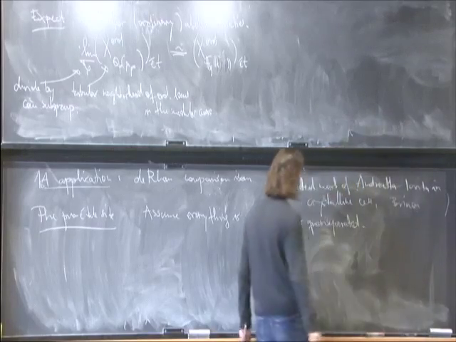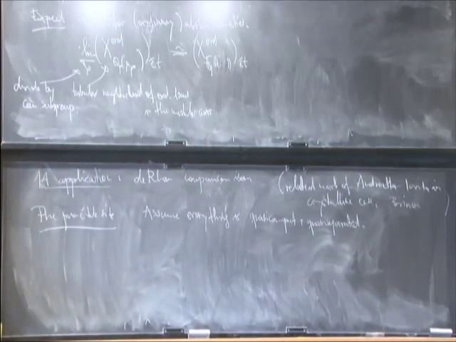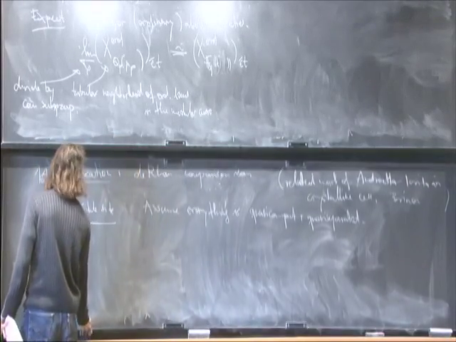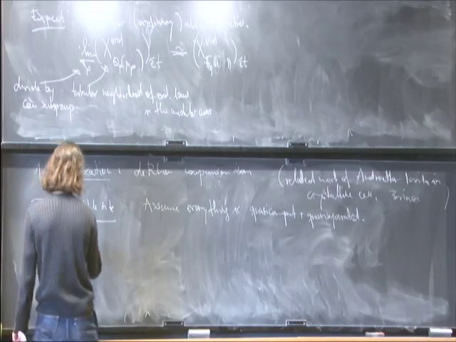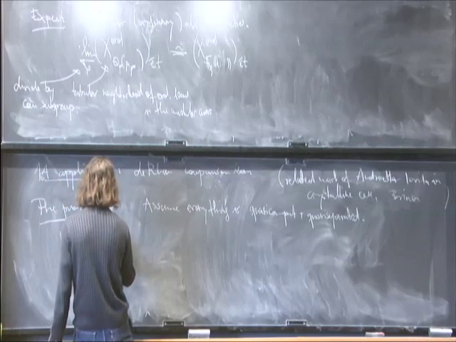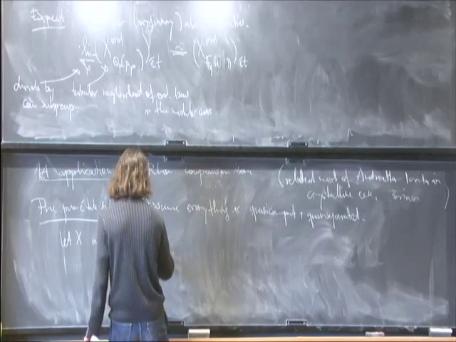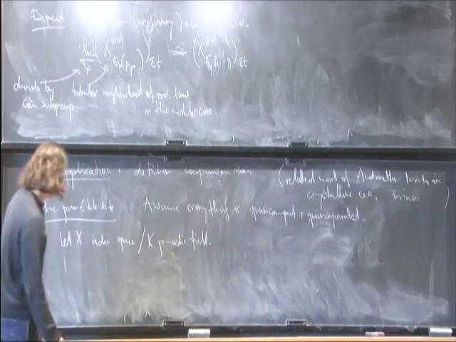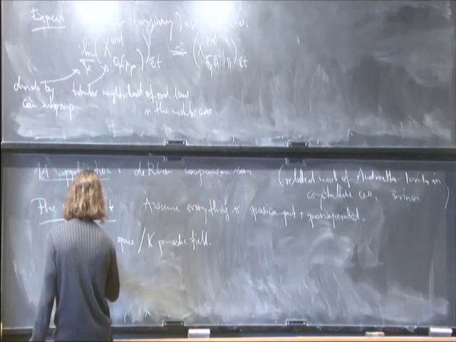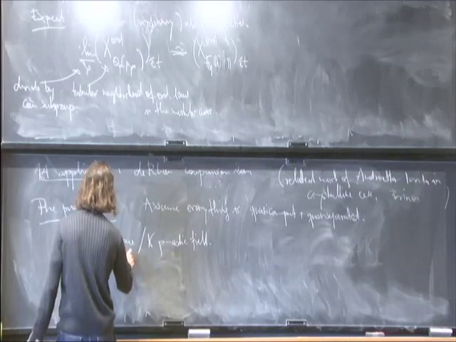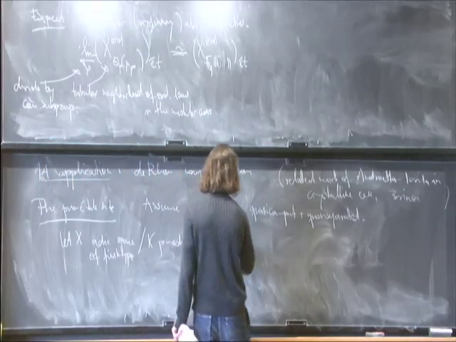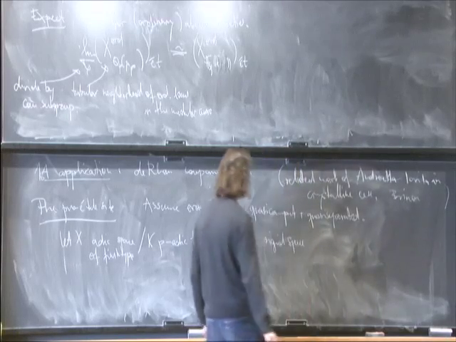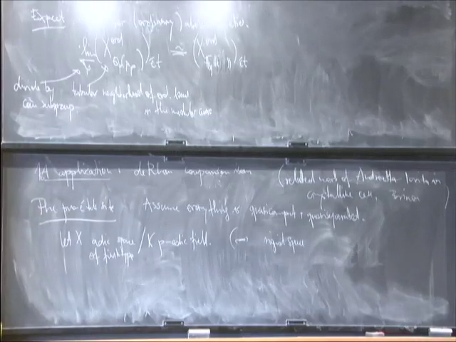So quasi-separated means that the intersection of two quasi-compact sets is again quasi-compact. So let X be an adic space over K, a p-adic field, so I change notation. So, of finite type. And you can think of this just as a rigid space, because there's an equivalence of categories between the quasi-separated adic spaces of finite type and the rigid spaces.